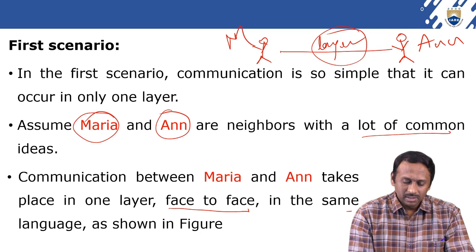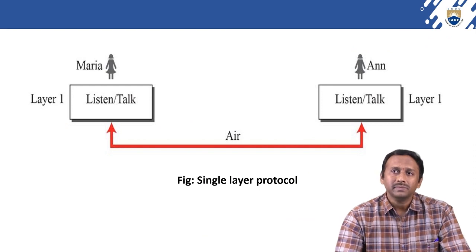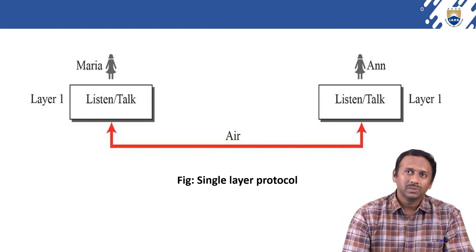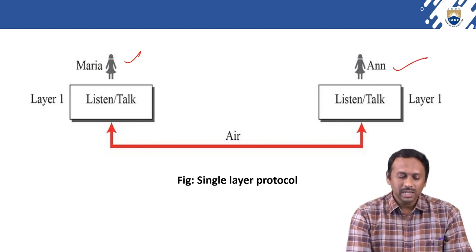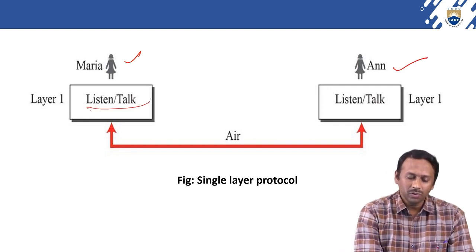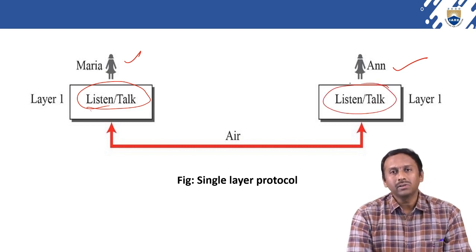Okay, that is in the same language as shown in the below figure. I'll show you like this. So this is Maria and this is Anne. So this is layer 1. Here there are two operations, and here also two operations, that is listen or talk.